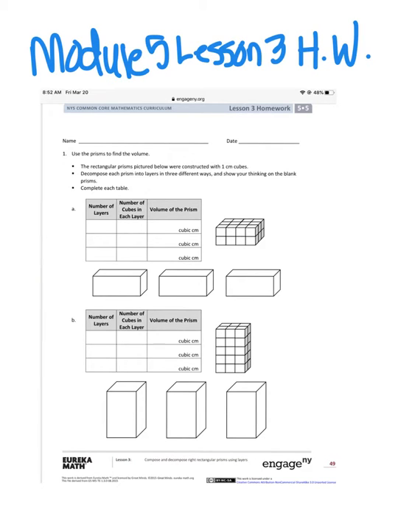Good morning, everyone. So today's lesson is lesson 3 in module 5, so your white module book on the homework page. I don't have the book in front of me right now, but I think it's page 16. Okay, so if you're not on page 16, get there.